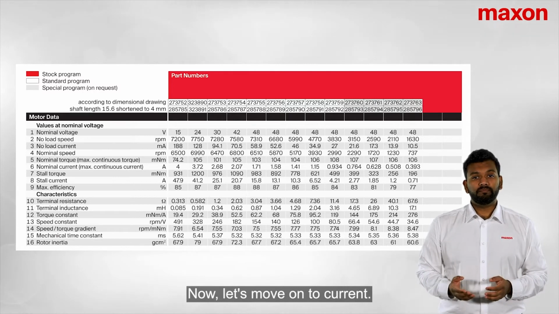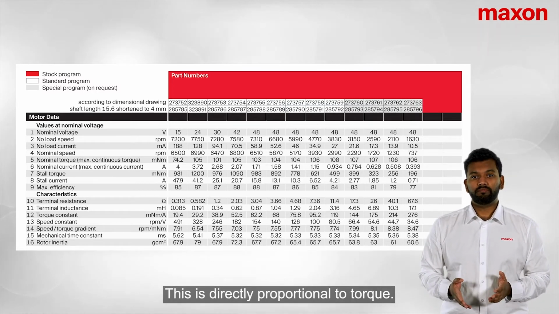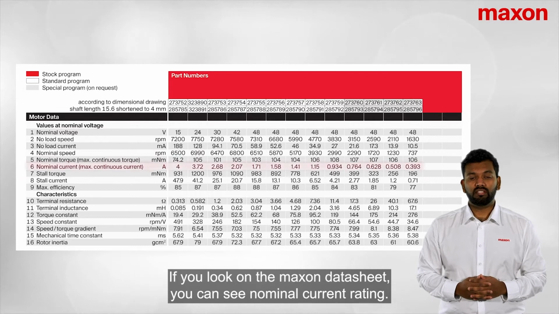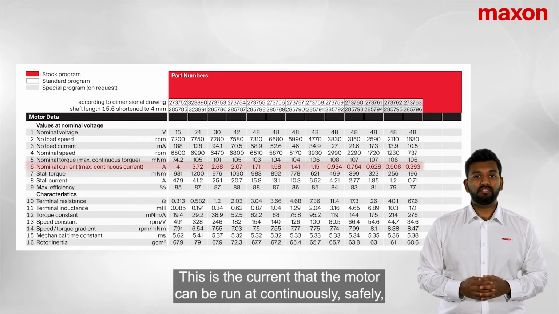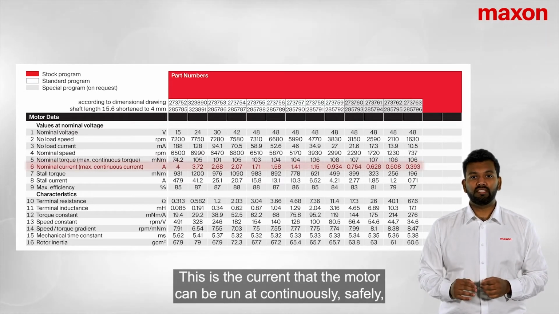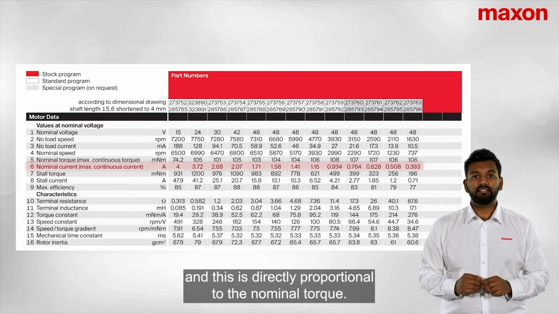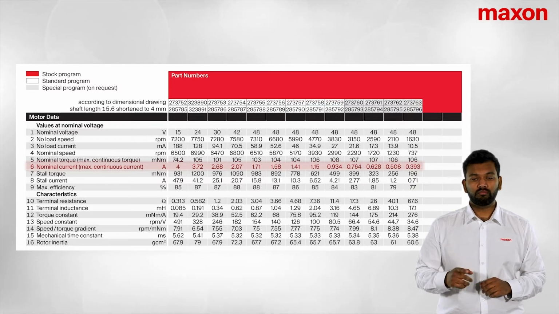Now let's move on to current. This is directly proportional to torque. If you look on the Maxon datasheet, you can see nominal current rating. This is the current that the motor can be run at continuously, safely. And this is directly proportional to the nominal torque.